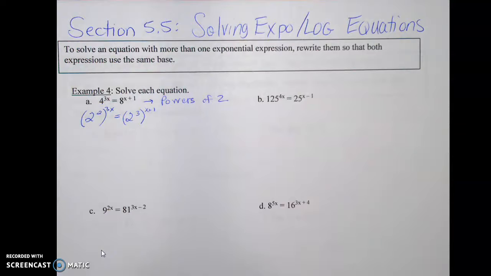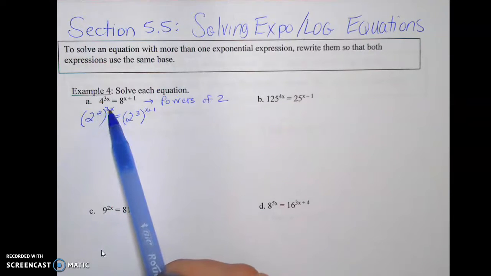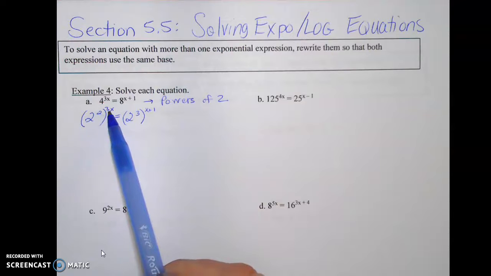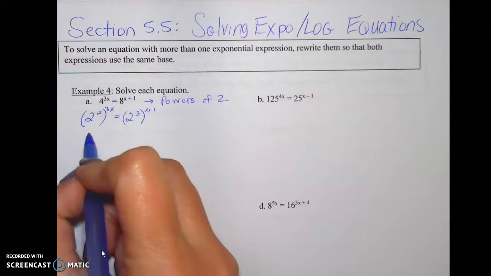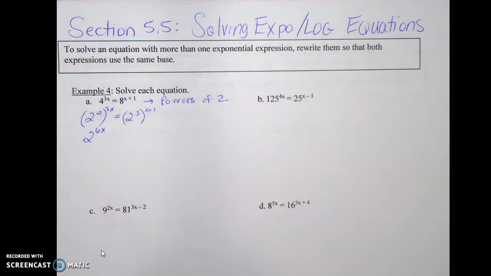Then in this second step, you have to be careful. These are our exponent rules. When you have power to a power, you have to remember to multiply. A lot of you are still adding here, and this should really be multiplication. So when we do 2 times 3x, that gets us 6x. So our power here now on the left-hand side is 6x.